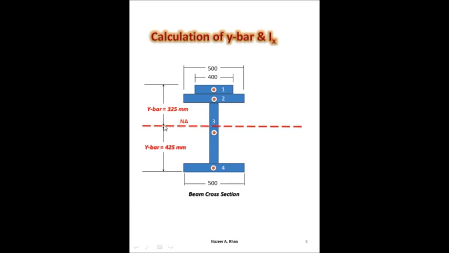To get from the neutral axis to the top edge of the cross section, I'm going to take the whole height minus 425. The whole height is 750, and 750 minus 425 will give you 325. So I have the distance from the neutral axis to the two outer edges. I need those for my calculation of my stress. I also need the dy. Now remember I mentioned that the dy's are not the same.